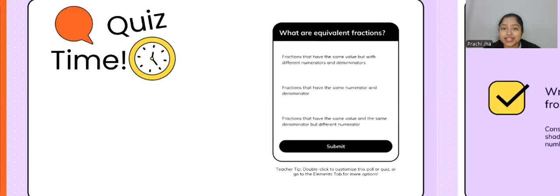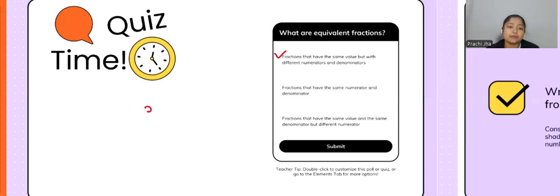What are equivalent fractions? Fractions that have the same value but different numerators and denominators, or fractions that have the same numerator and denominator, or fractions that have the same value and the same denominator but different numerators? What do you think? Exactly, the first one: fractions that have the same value but different numerators and denominators. Let's try one more.